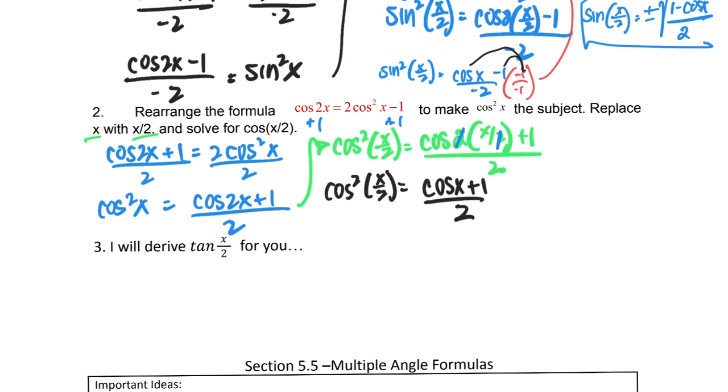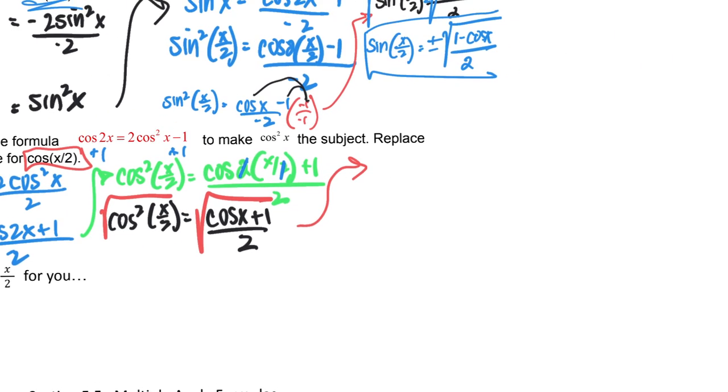And then to get cosine of x over 2 by itself, we just square root both sides. And then I'm going to write the final formula over here. We get cosine of x over 2 is equal to plus or minus the square root of cosine x plus 1 divided by 2.